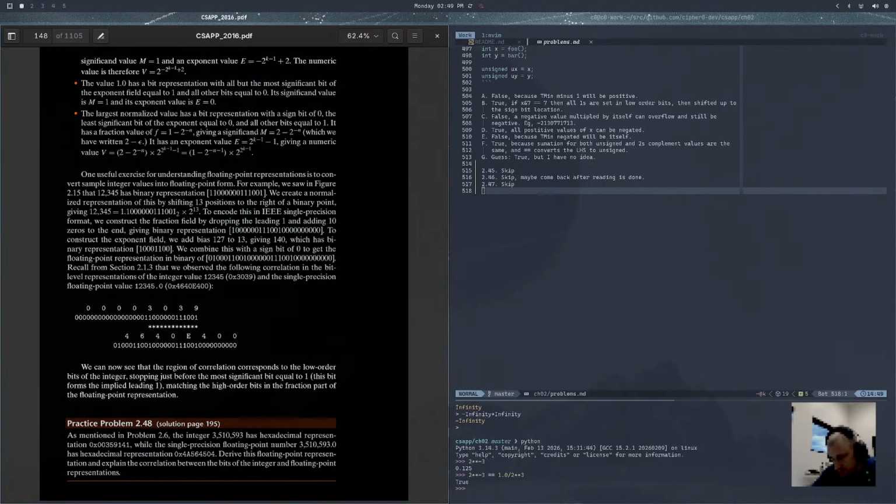Recall from section 2.1.3 that we observed the following correlation between the bit level representation of integer value 12345 and single precision floating point value 12345.0. Yeah, that was the shifting. Yep, I remember that. We can now see that the region of correlation corresponds to the low order bits of the integer, stopping just before the most significant bit equal to 1. This bit forms the implied leading 1, matching the high order bits in the fractional part of the floating point representation.